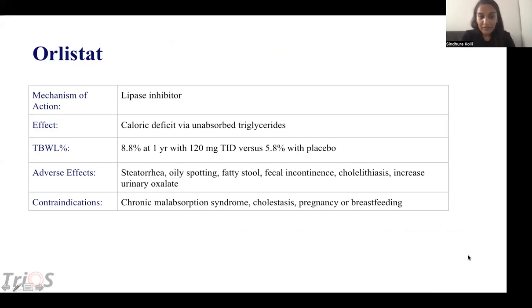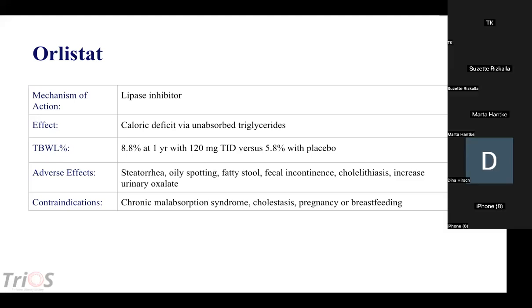Then another medication that is possible, especially if there's no insurance coverage, would be orlistat. This has decreased in popularity more so in recent years with the advent of all of the new medications, but it is a lipase inhibitor. Overall, its effect is a caloric deficit by the unabsorbed triglycerides. So basically, when taking very fatty foods, those triglycerides are not absorbed and then excreted out.